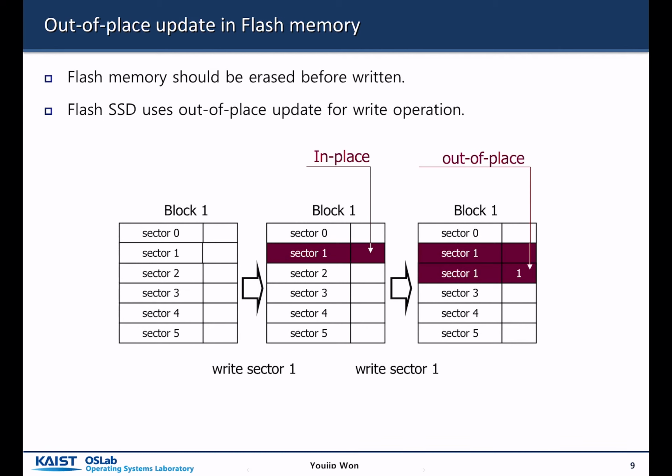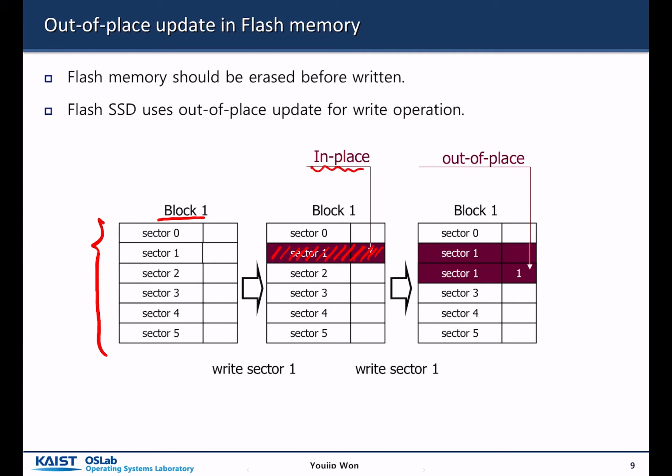The flash memory should be updated in an out-of-place manner. The basic reason for out-of-place update in flash memory is that the flash memory should be erased before being overwritten. For that reason, flash SSD uses out-of-place update for write operation. Let's consider the following scenario. There is block 1, and all blocks are clean. It's fresh. And then an application would like to write to sector 1. Because sector 1 is clean, it can write whatever contents it has to sector 1. We call it an in-place update.